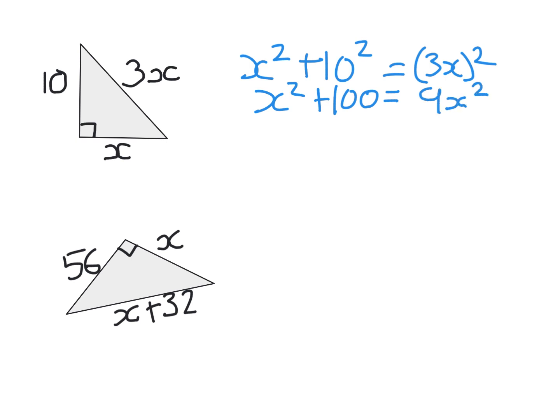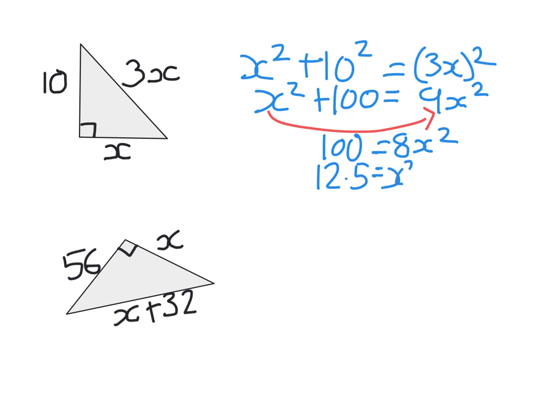All right, how do we solve that? Well, we want to get the x's all in one spot, so I'm going to move this x squared over there by subtracting it. I get 100 equals 8x squared. Divide each side by 8, you get 12.5. And so the exact answer here is x equals the square root of 12.5. So if you round it, it's about 3.54.